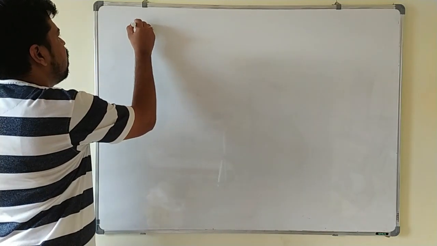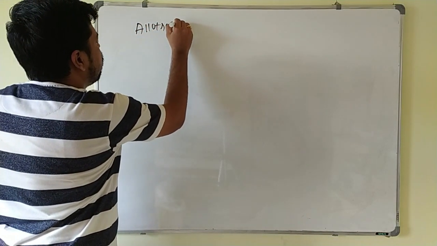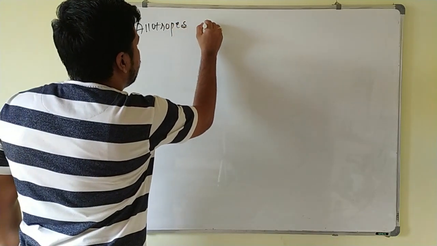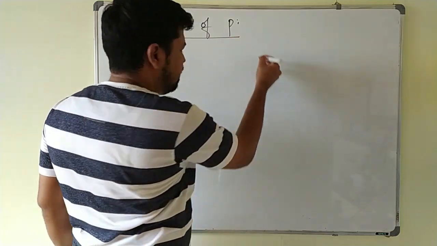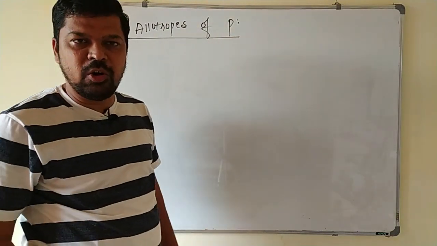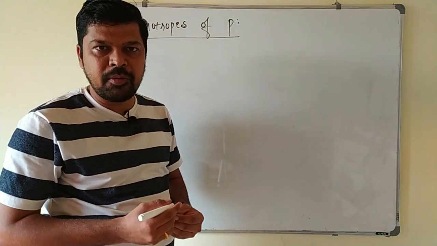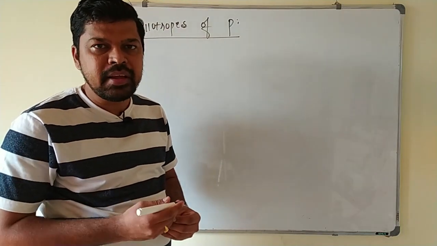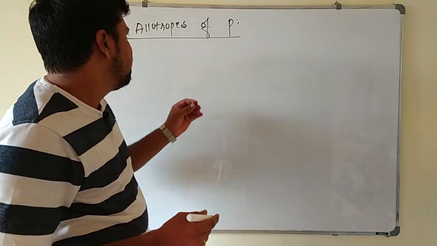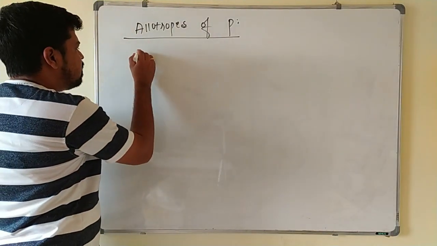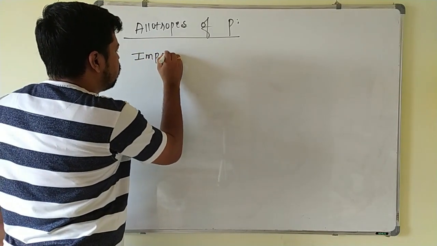Allotropes of phosphorus. Already we have discussed what allotropes are. An element exists in two or more forms which differ in their physical properties, but may have the same chemical properties. That is called allotropes. Here are the important allotropes of phosphorus.